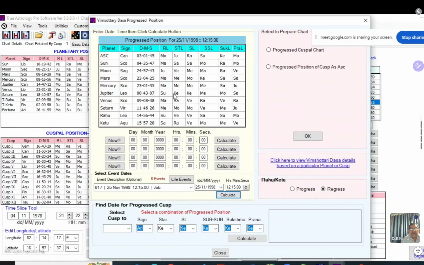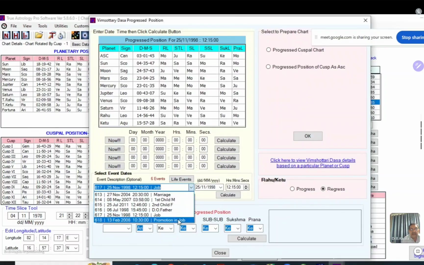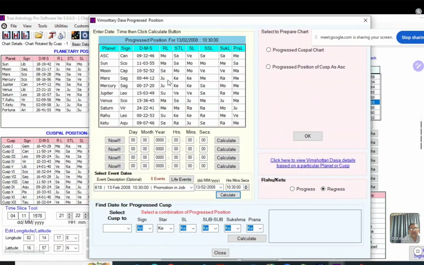Then I will look at the job, and when I do the calculation, which sign lord am I getting here? Moon again. Then I will look at the promotion and calculate it. Which progressed ascendant am I getting here? It is again Moon. It means all the 6 events in the life of this native which he has given to me, and there are so many other events also, are all happening when the progressed ascendant sign lord, the Rashi lord, is Moon.